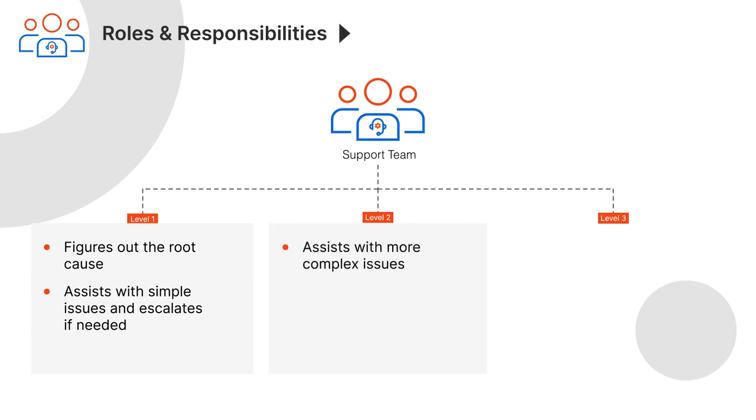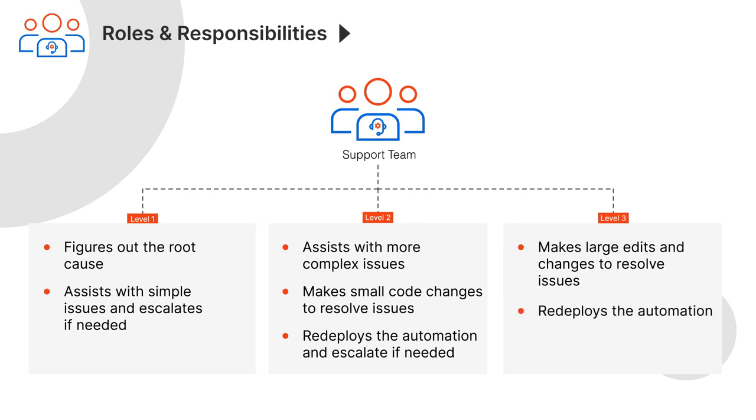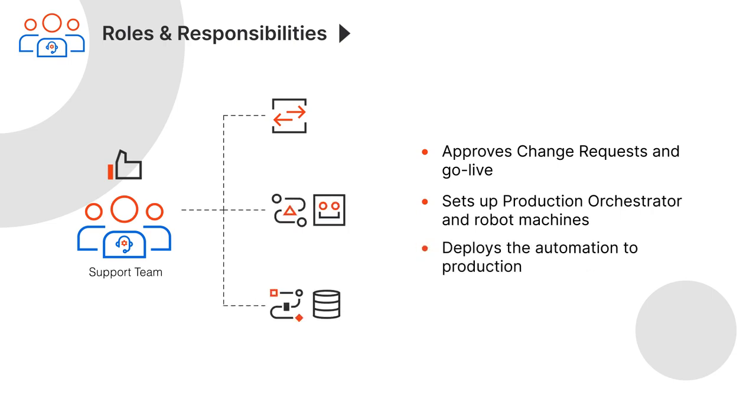In Level 2, the team assists with more complex issues, makes small code changes to resolve issues, redeploys the automation, and escalates if needed. Level 3 is the last level of support. In Level 3, the team makes large edits and changes to resolve issues and redeploy the automation. As best practice, the support team approves change requests and go live, sets up production orchestrator in robot machines, and deploys the automation to production.